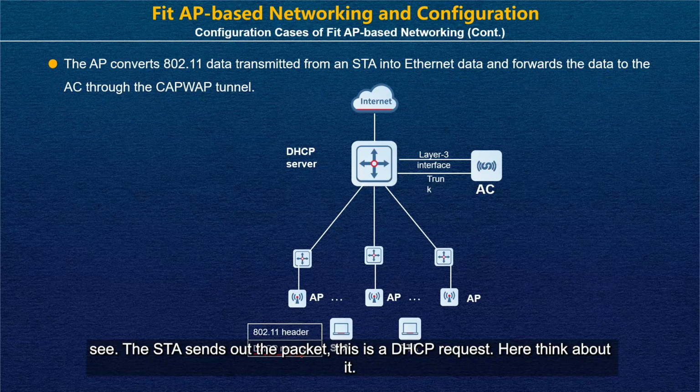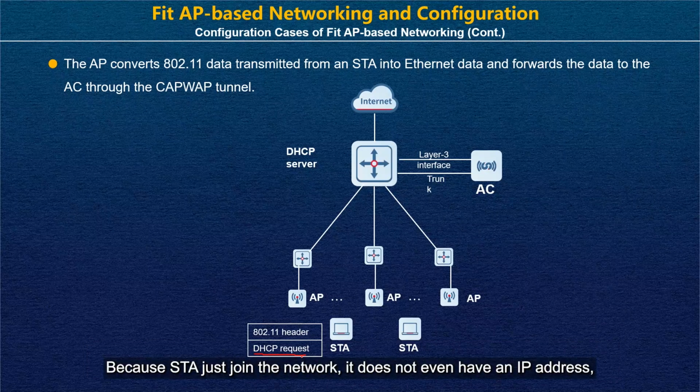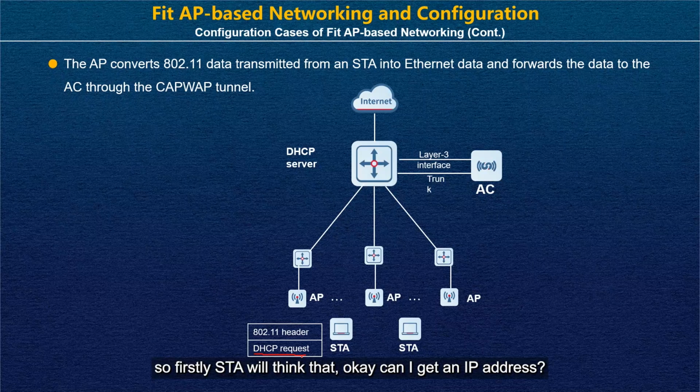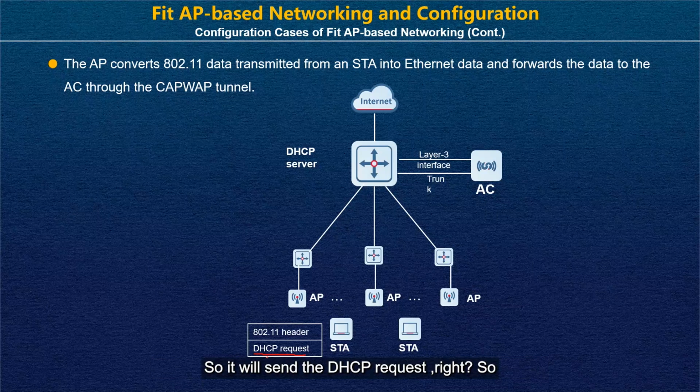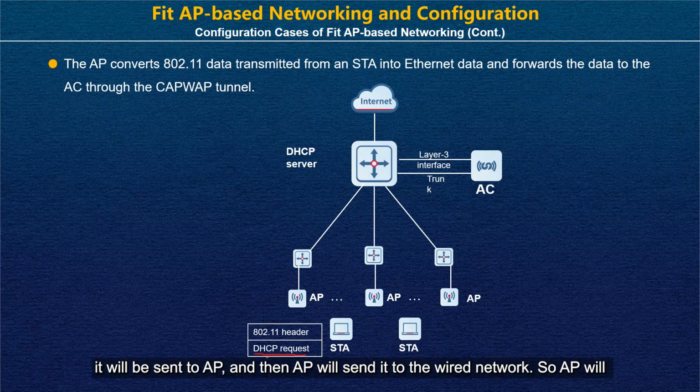Here, think about why it's a DHCP request. Because the STA just joined the network. It does not even have an IP address. So firstly, the STA will think, okay, can I get an IP address? So it will send a DHCP request, right? So it will be sent to the AP.